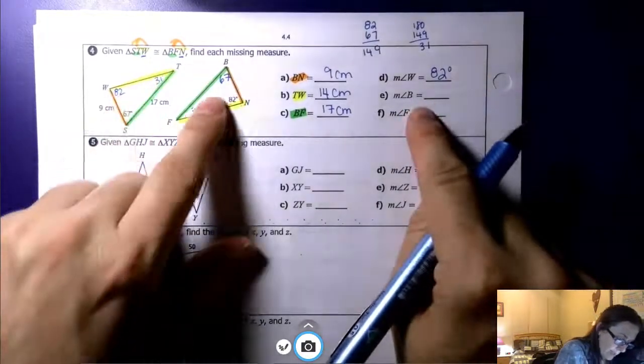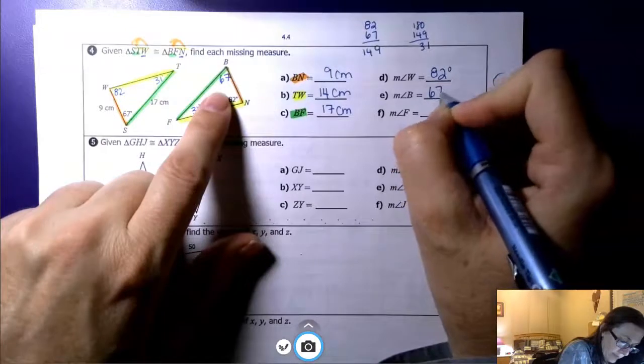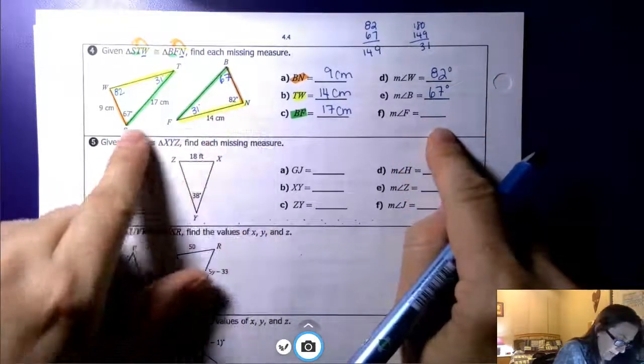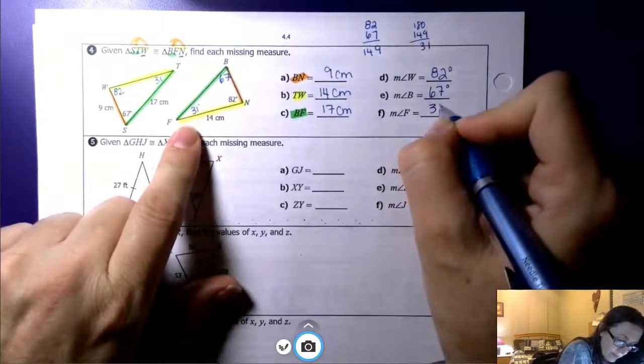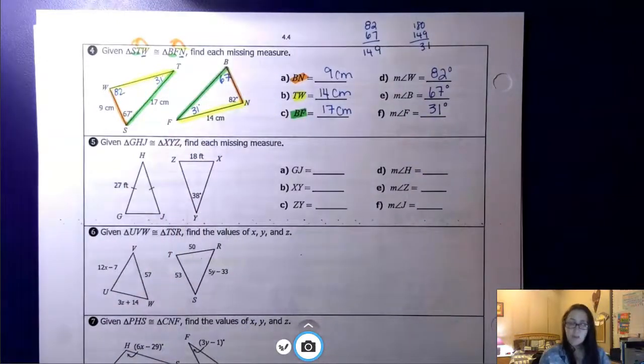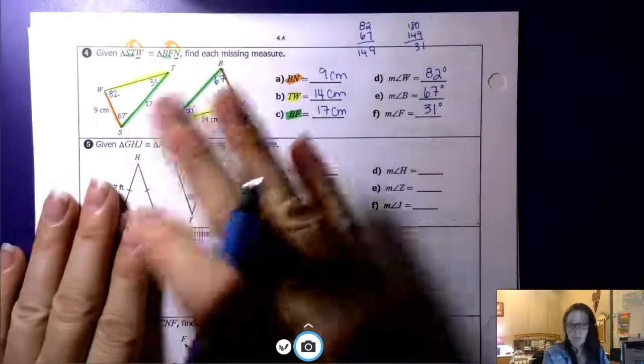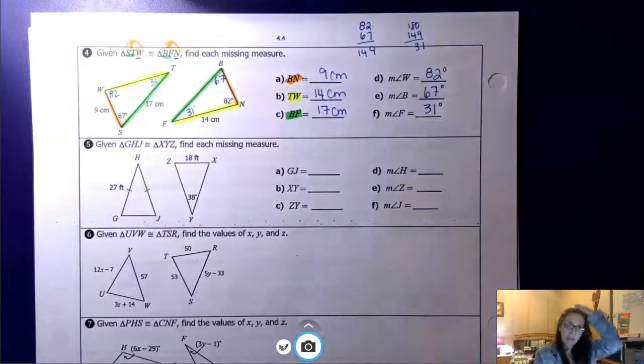So now I can fill this out, and I know W is 82. I know B is 67. And I know F is 31. So again, it's like a little puzzle piece. You're doing one piece at a time, you're filling in everything you know, and then I come back and I answer my questions once I've filled everything in. So go ahead and do that for 5 and 6, and then come back and check.